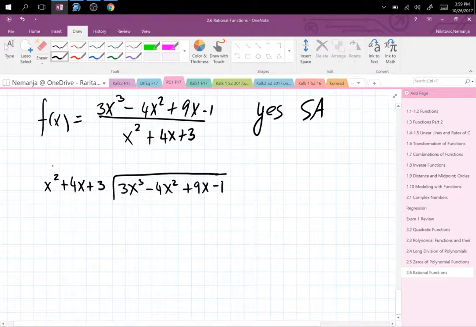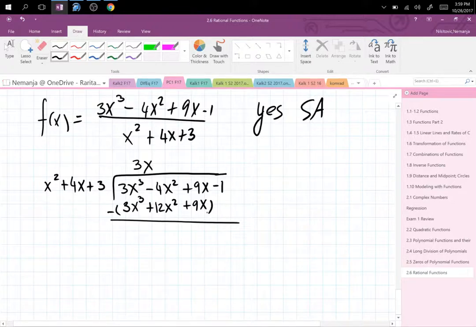X squared goes into 3x cubed 3x times, and then multiply back. Standard stuff, guys, nothing new. These terms die. We have negative 16x squared. I don't even have to copy the rest because we are done. X squared goes into negative 16x squared negative 16 times. No one cares about the rest of the problem.